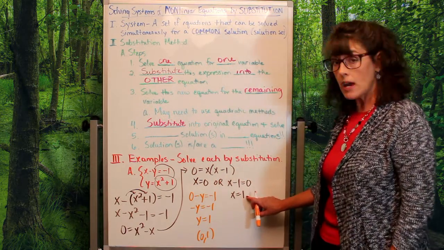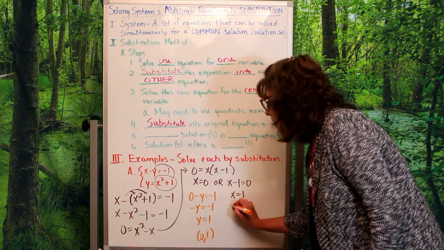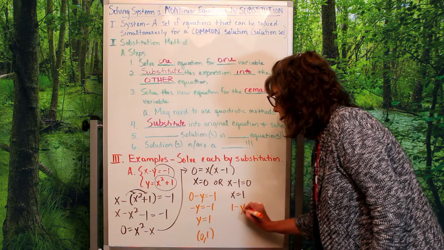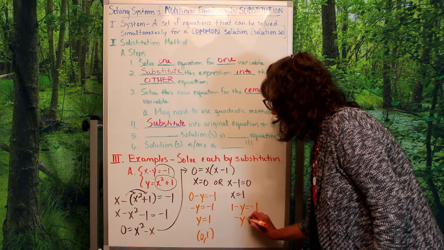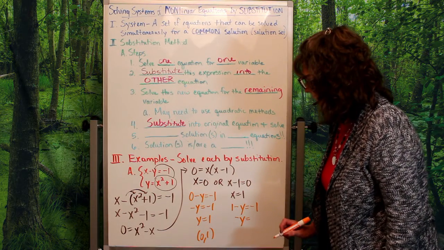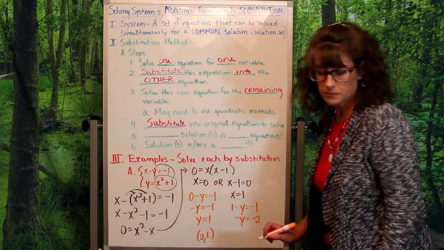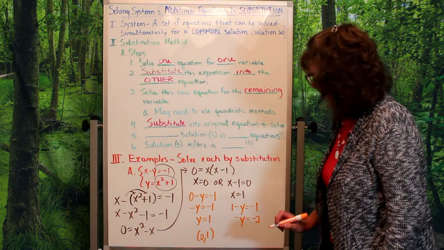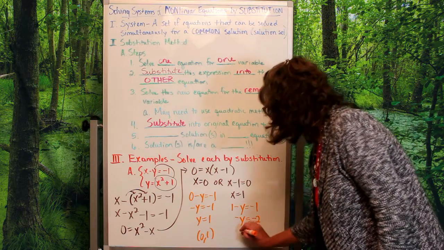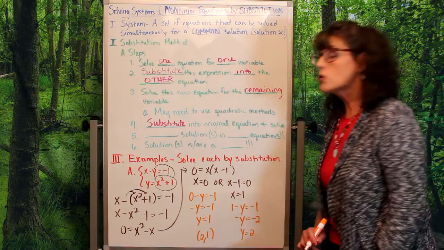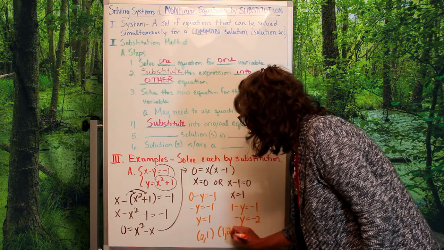So now I can say, okay, if x is 1, I can plug that again here or here. I'm going to choose the top one. When I plug it in there, I get 1 minus y equals negative 1. When I subtract that 1 on both sides, I'm going to get negative y equals negative 2. And when I divide both sides by a negative, I get y equals 2. So that gives me the second point, and in that second point, my x is 1, my y is 2.